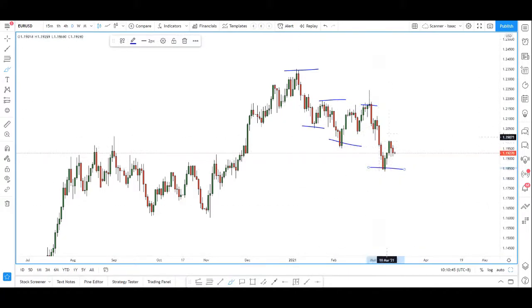I made a lower high here, so we can expect price to make a lower low or at least test the previous low. We do have a daily target right at this low over here.